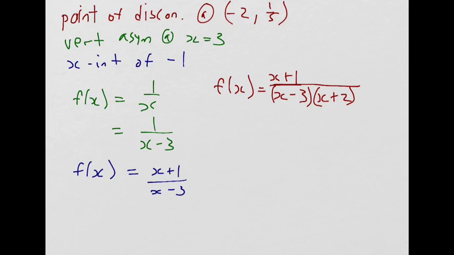So it's a non-permissible value, and the way it is right now, it's an asymptote. But to change it to a hole, what would you do? X plus 2 on the top as well. That's it. Okay, got it?